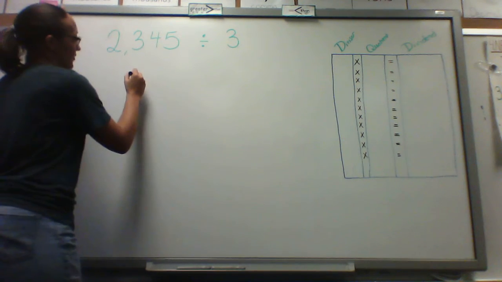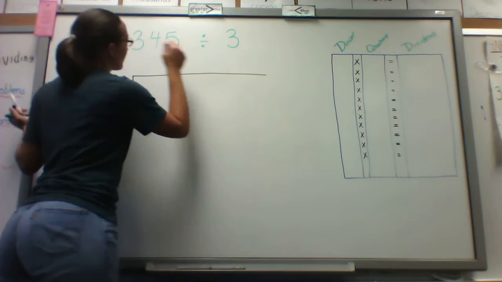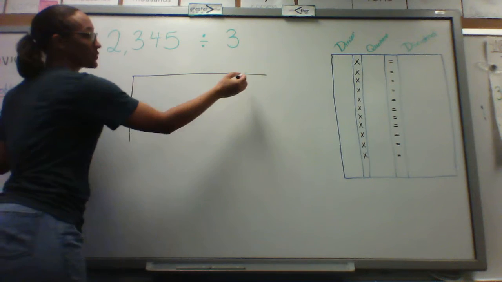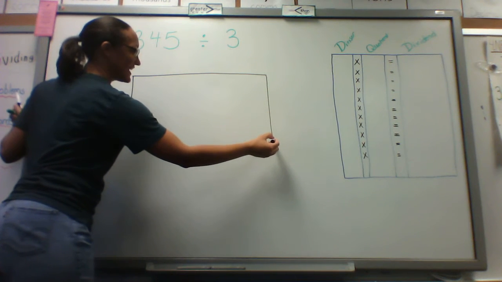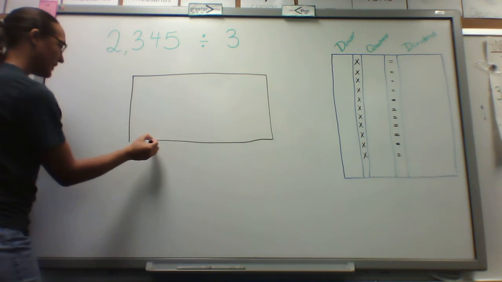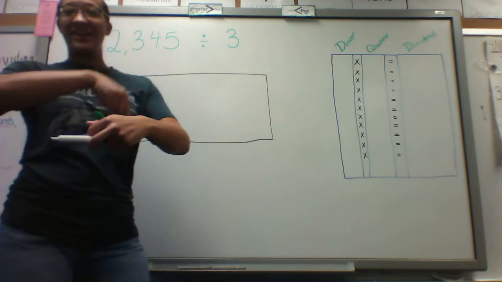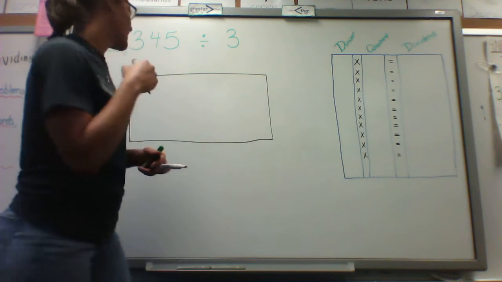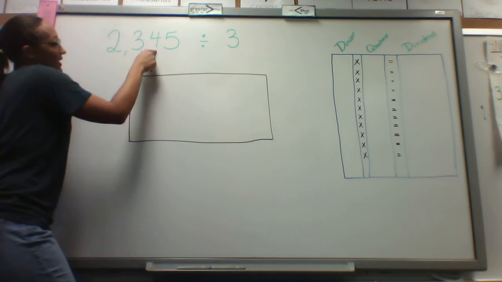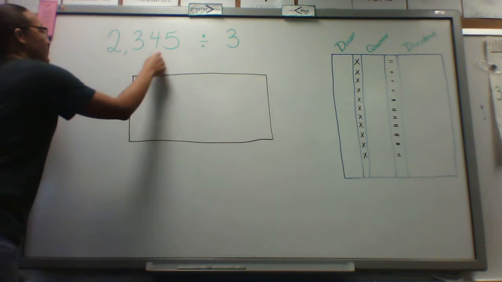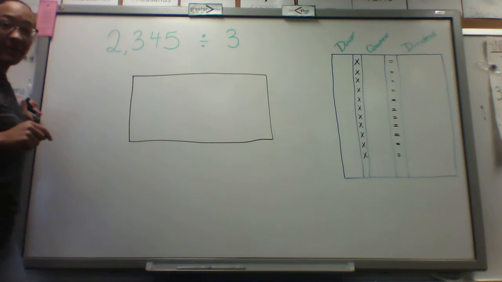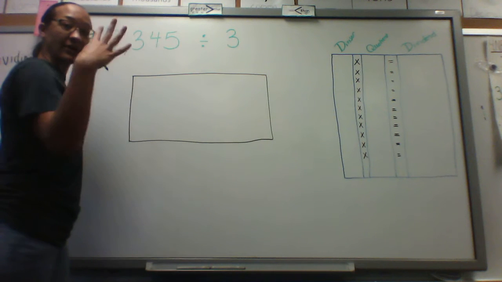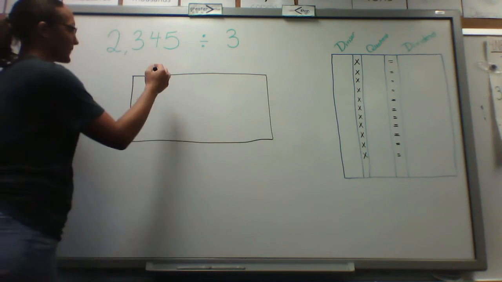Now, the very first number we see right here is going to be our dividend. Dividend means it goes on the inside. So how many digits do I have in my first number right here? I have 4. Therefore, I have to separate my rectangle into 4s.